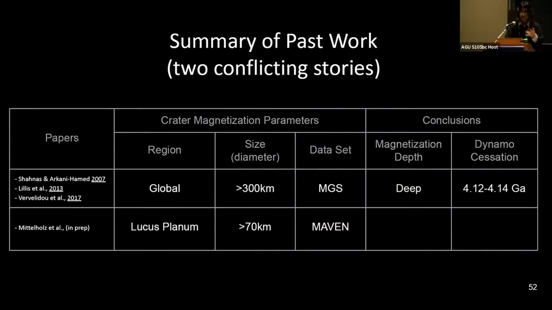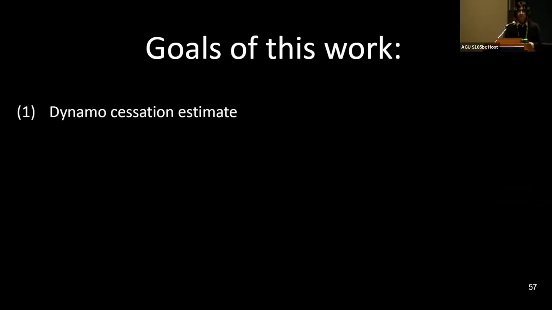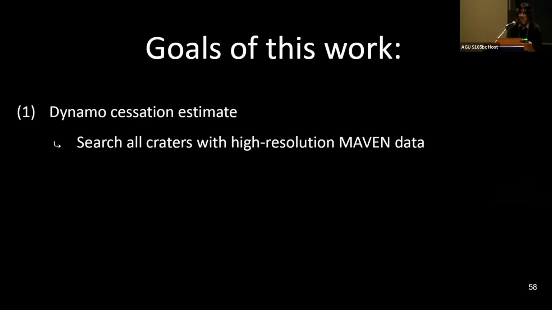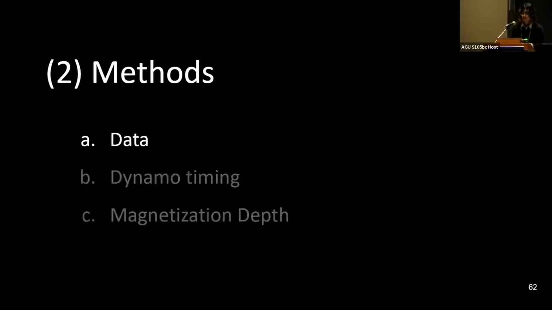And so there's some more work on this, but this suggests that the magnetization depth was fairly shallow, and the dynamo cessation estimate is not very different from before, and expanding as well. And so these are the two questions that we're seeing a bit of disagreement on that I'd like to address with this work: mainly estimating the dynamo cessation by taking a comprehensive look with MAVEN data, and the depth of magnetization, seeing if that's just natural processes or if there's something else more complicated involved.